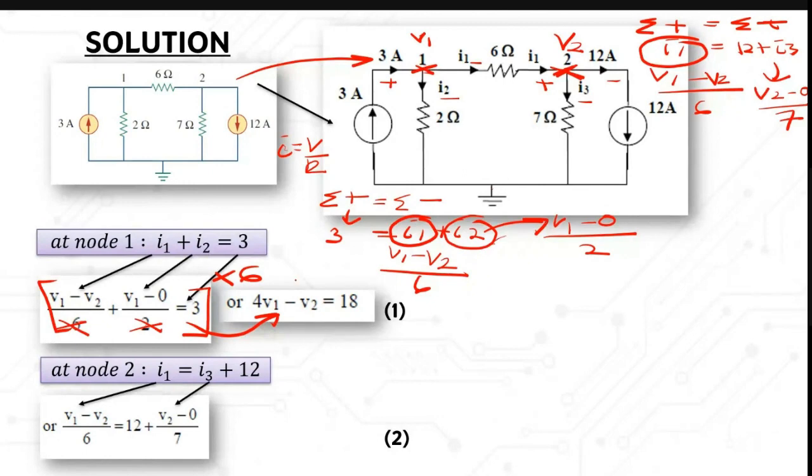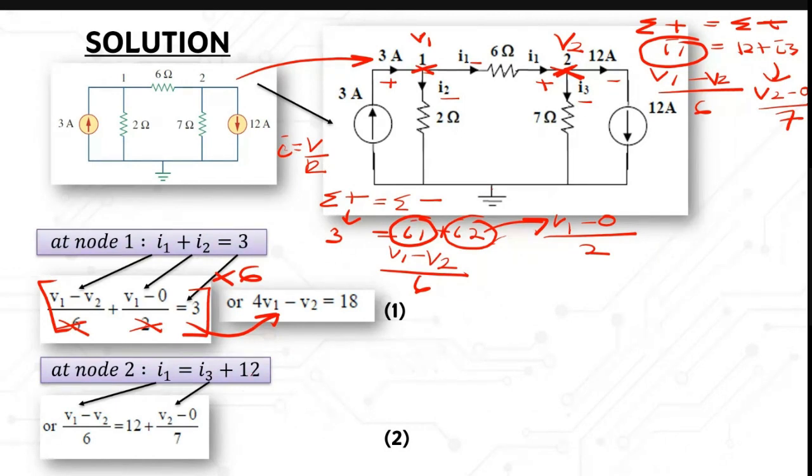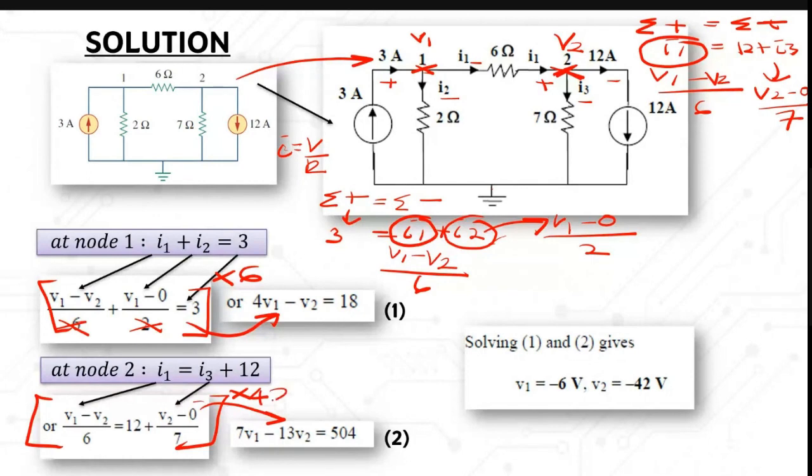All right, and then after that, you have this as your equation, then you can simplify this equation. This one, I think you can just multiply by 42, or maybe a smaller number. And then you just simplify, then you can get this as your equation. So you will have these two equations, equation 1 and equation 2. So now you can solve for V1 and V2. So this is the answer for your V1 and V2.